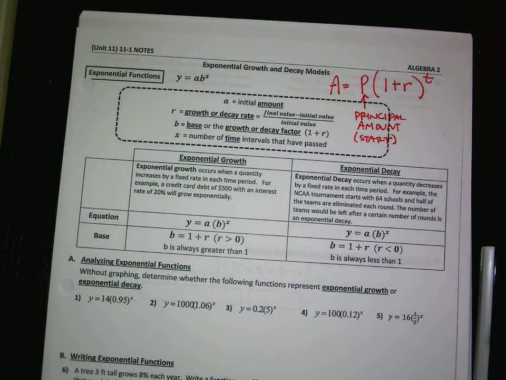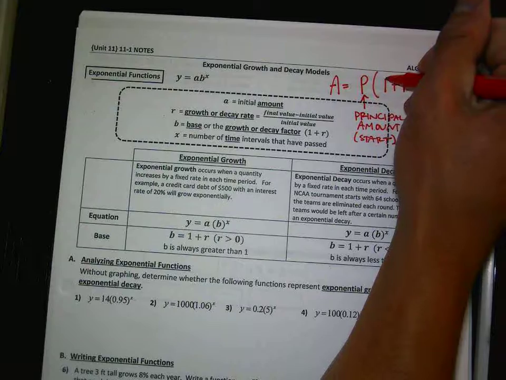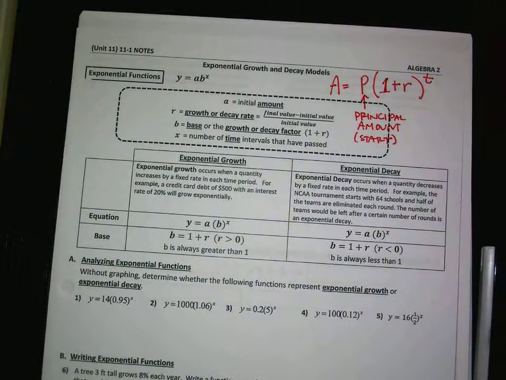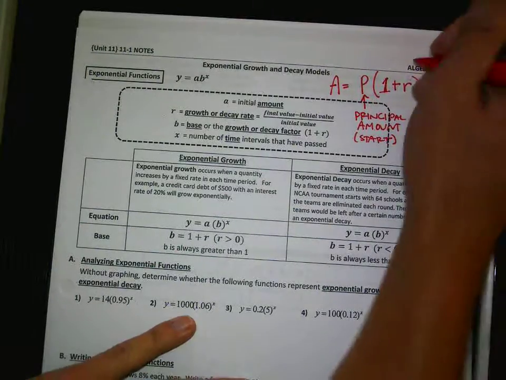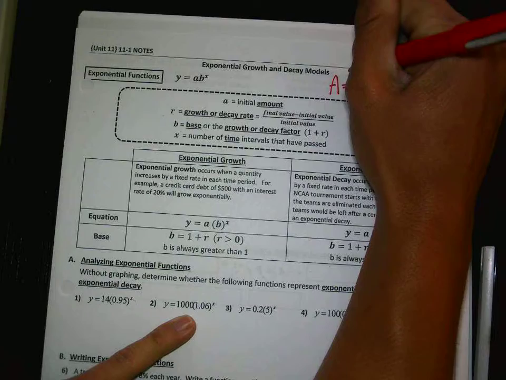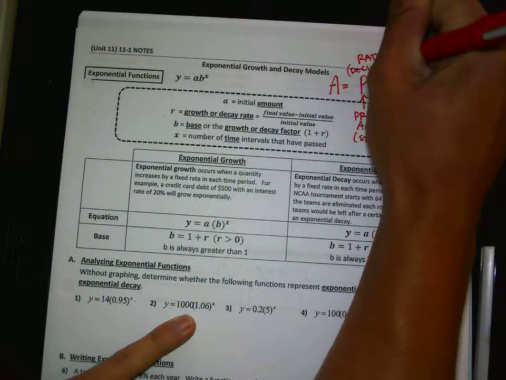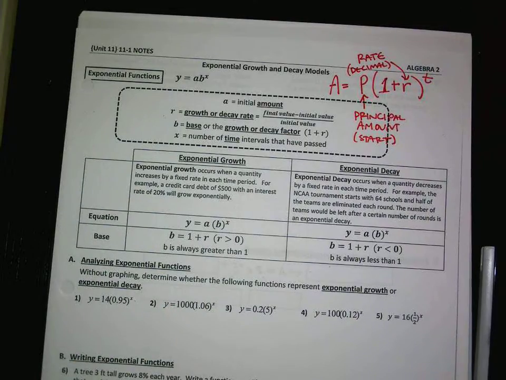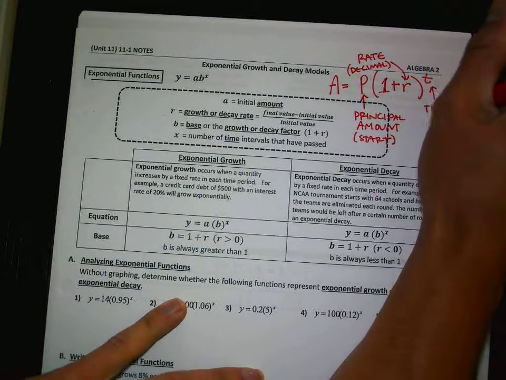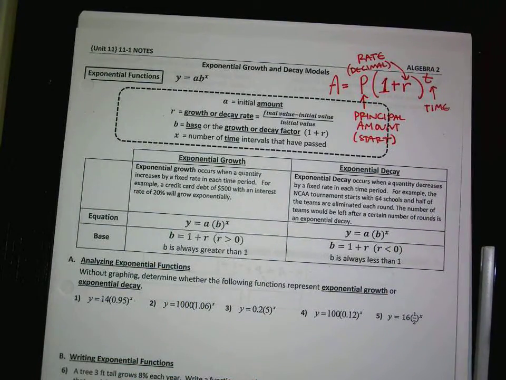Is that L plus R? 1, that's a 1. I'm sorry. Oh, no. That's a 1. So P is going to be the amount you start with. R is going to be your rate. It does need to be a decimal. All right, so R is going to be your rate. It needs to be a decimal. And then T, of course, is time.